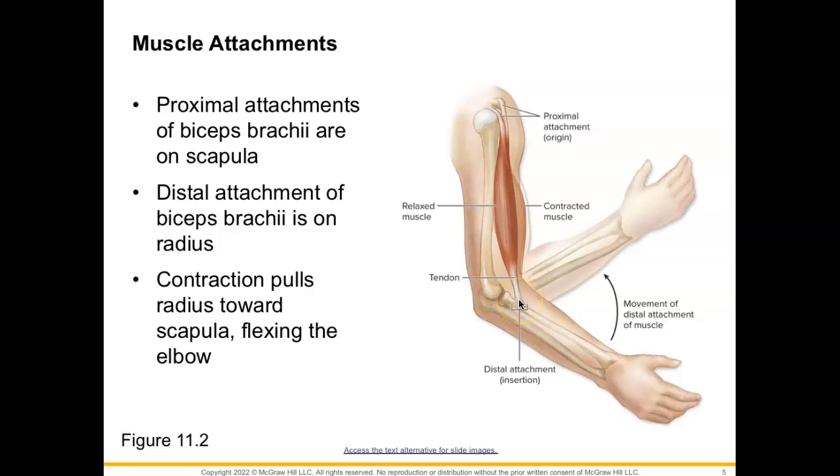So when this muscle contracts, we are going to move this insertion point toward the origin. So the radius is going to move toward the scapula, which results in flexion of the forearm at the elbow. And we also know that the biceps is going to supinate as well.